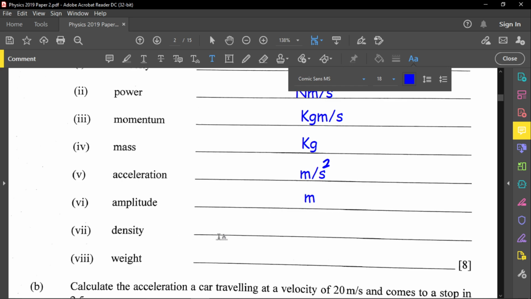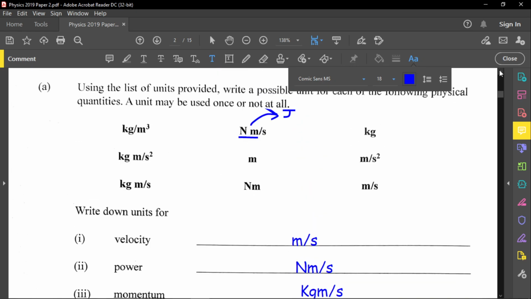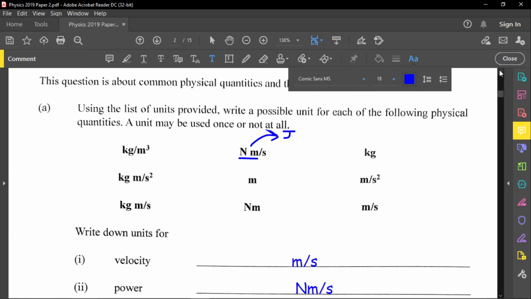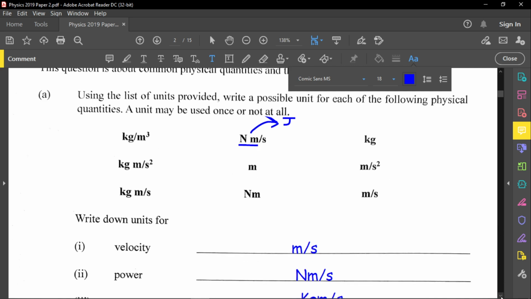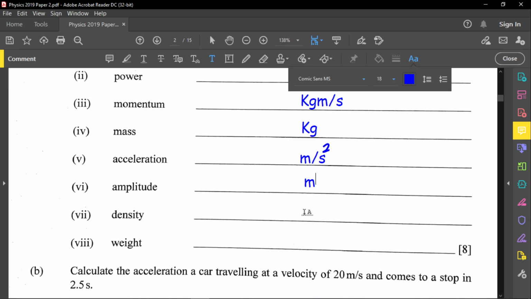Density. Density is mass over volume. So therefore, it should be grams per centimeters cubed or kilograms per meters cubed. Let's see if we see that one. All right, kilograms per meters cubed. Yes, it's right here. So kilograms per meters cubed is there. Let's put that one in. So kg per meters cubed. Okay, let's write in that meters cubed part.